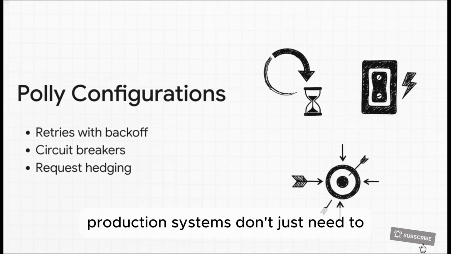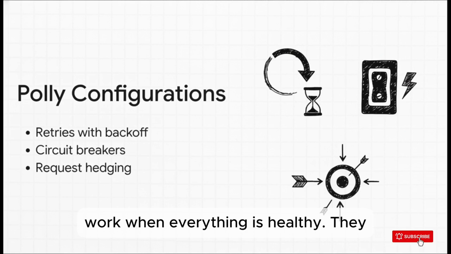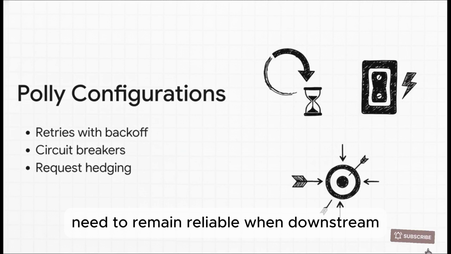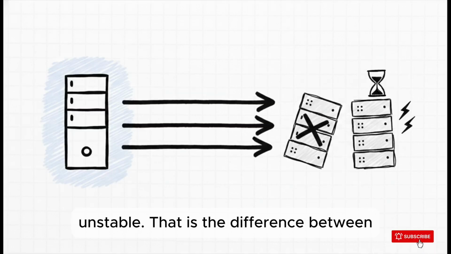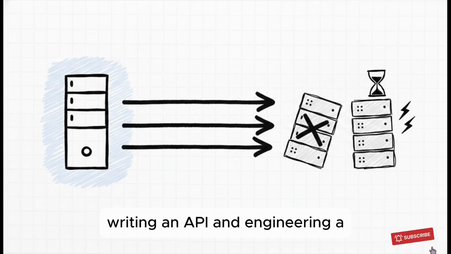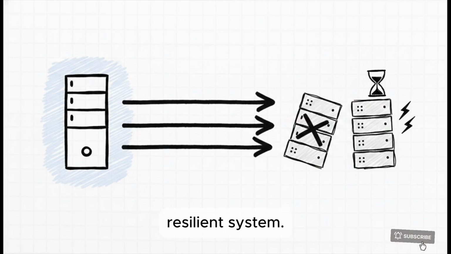Why? Because production systems don't just need to work when everything is healthy. They need to remain reliable when downstream services become slow, unavailable, or unstable. That is the difference between writing an API and engineering a resilient system.